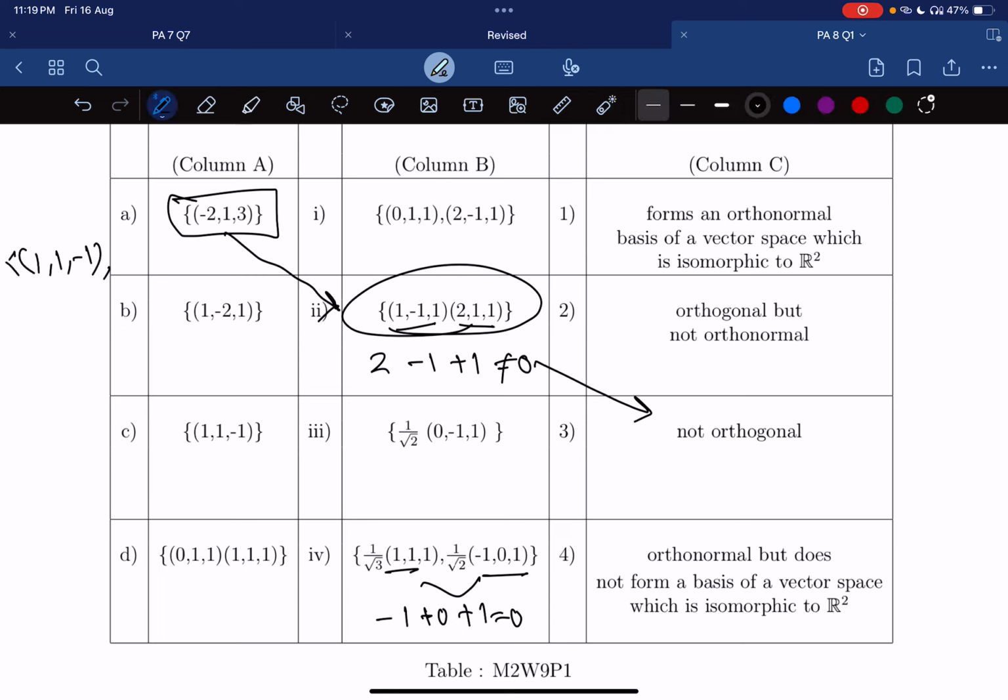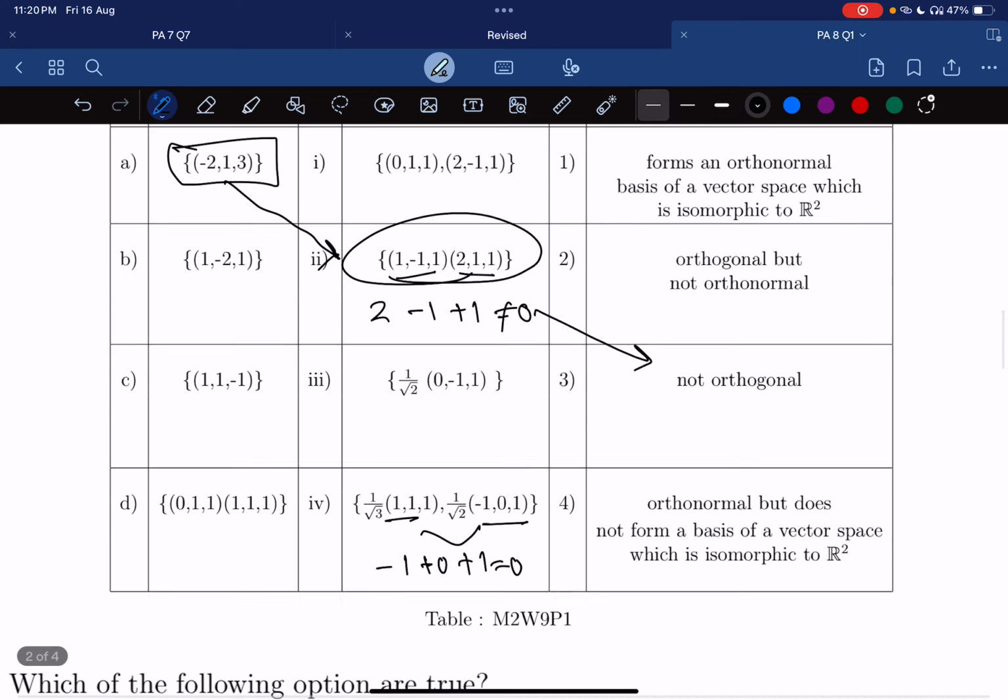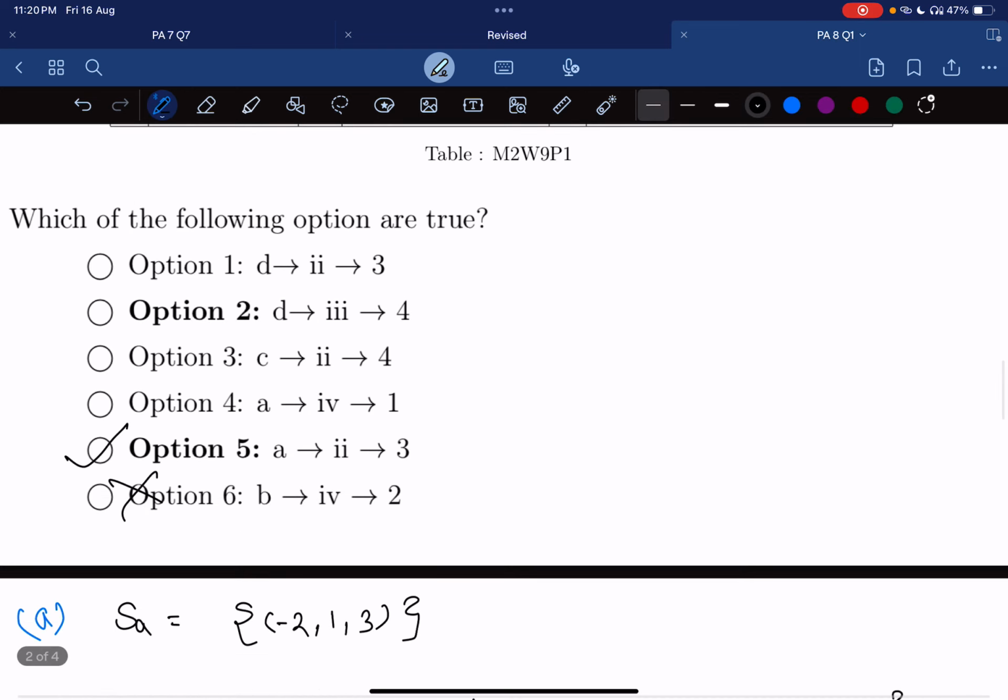And if we take the inner product of this vector with the vector 1, minus 1, 1, we'll get 1, minus 1, minus 1, and that is not equal to 0. So that means the vectors are not orthogonal to each other. So this is not the correct matching. That's why this option is wrong. And for the A option, we have already checked, so it is already wrong.